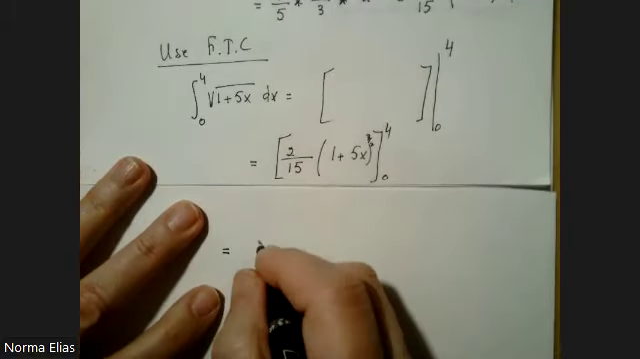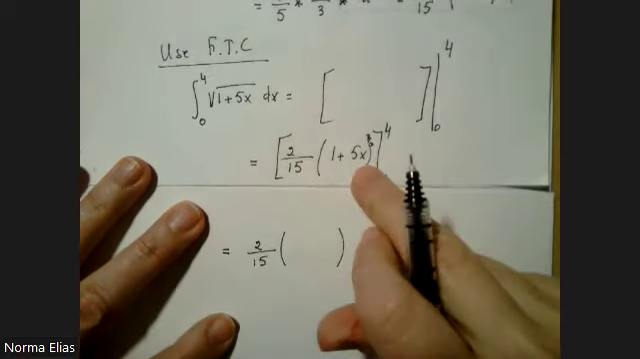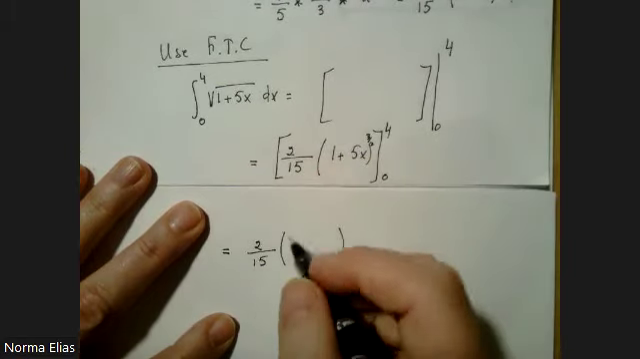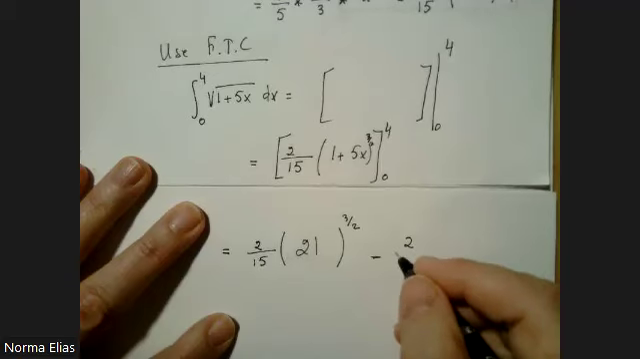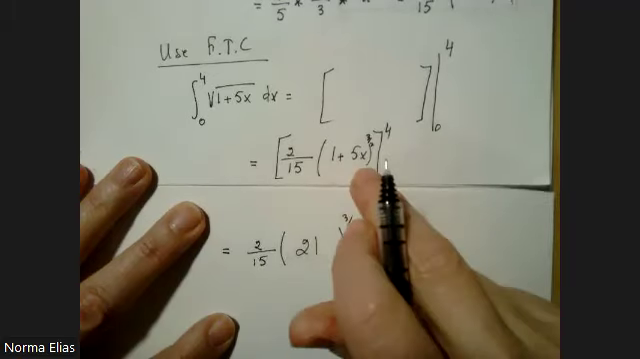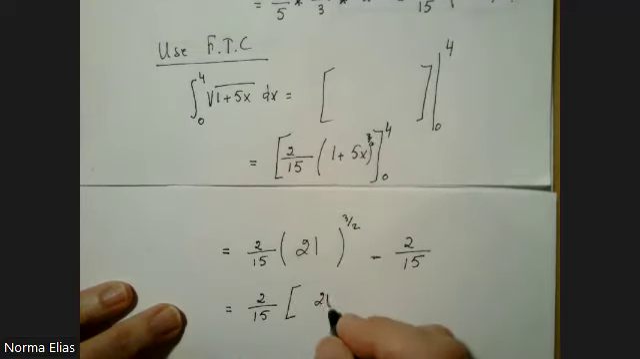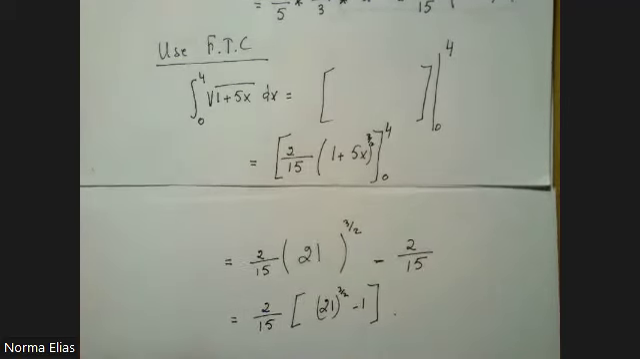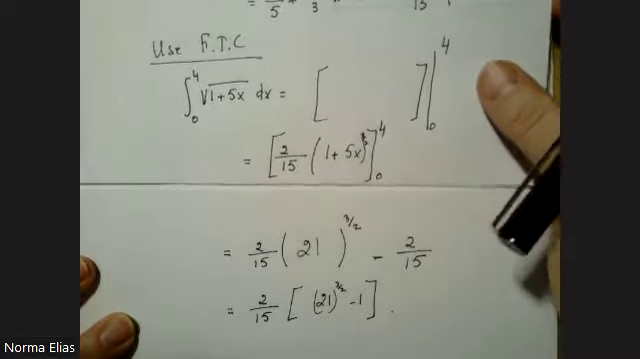I evaluate at the upper limit, so it's 2 over 15 times, if x is 4, 1 plus 20, that's 21, to the power 3 half, minus 2 over 15. If I plug in 0, I will have 1. So this will be equal to, you can keep it like this, or you can factor out the 2 over 15, leaving me with 21 to the power 3 half minus 1. Okay, so that's the first approach to the definite integral with substitution.